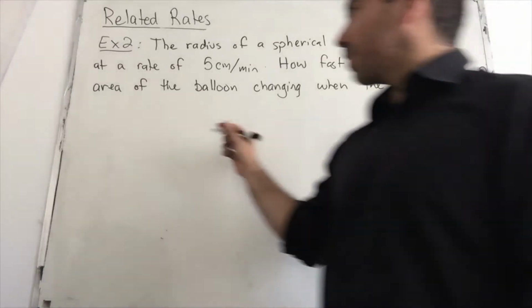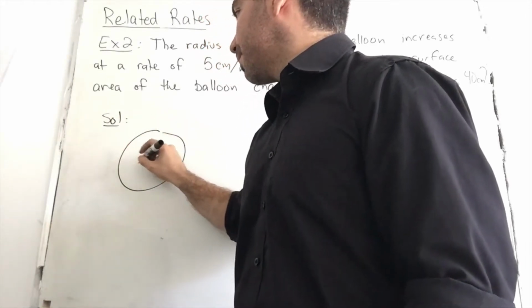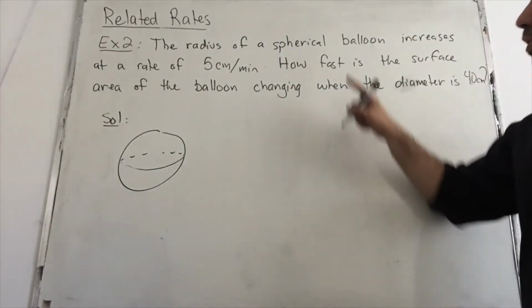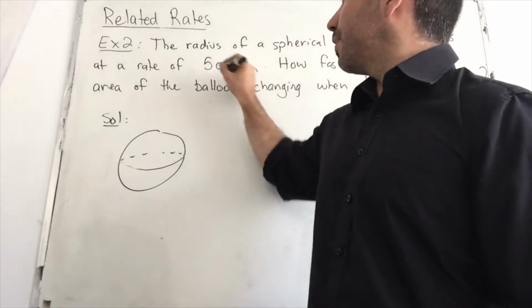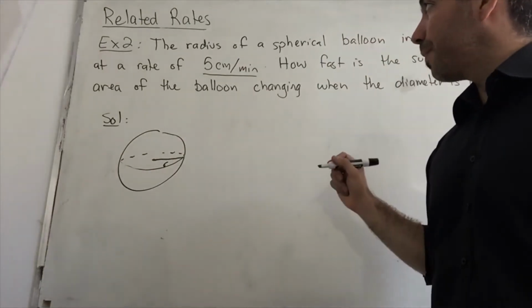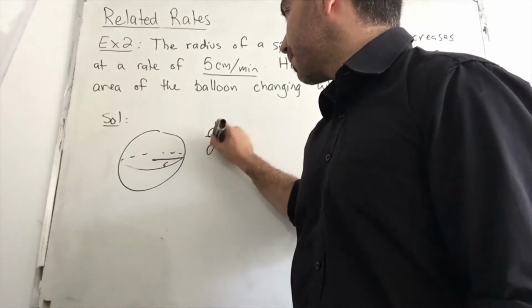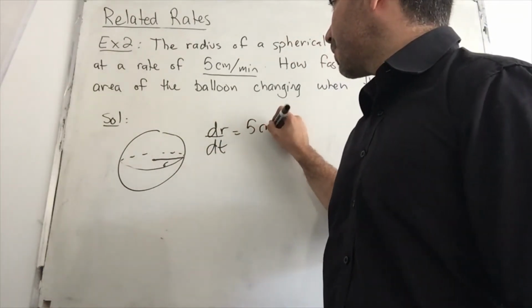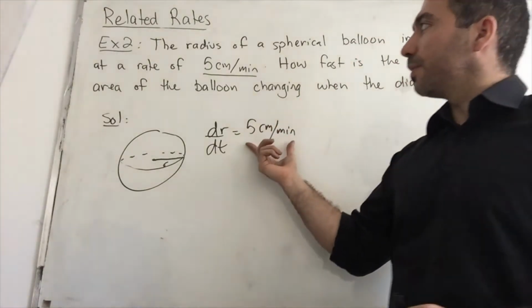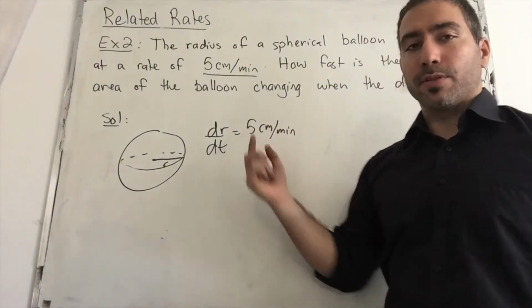Okay, so we're dealing with a spherical balloon. This is our solution. It's a sphere. The radius of the spherical balloon increases at a rate of 5 centimeters per minute. So we're dealing with the radius. That's your r. Since we're talking about a rate, this is our dr/dt. It's the rate of change. So that's 5 centimeters per minute. And because it's increasing, we know our derivative is positive. If it was decreasing, or if the balloon was getting smaller, we would be putting a negative here. So be careful for that.